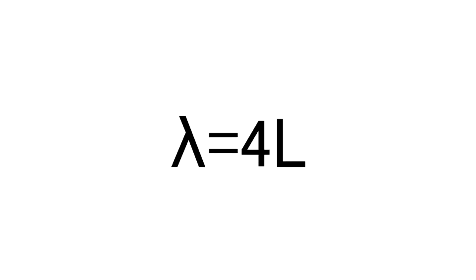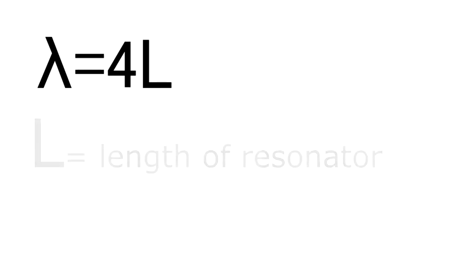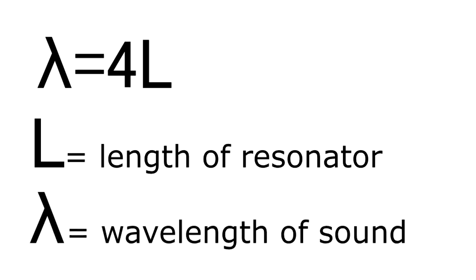When a wave travels through the tube, the closed end has a node while the open end has an antinode. In other words, the length of the tube will only be a quarter of one wavelength. This relationship is condensed into the equation lambda equals 4L, where L is the length of the tube and lambda is the wavelength. In terms of this experiment, L will be the length of the resonator, which is measured from the bottom of the cork to the water level in the bottle, and lambda is the wavelength of the sound from the bottle.